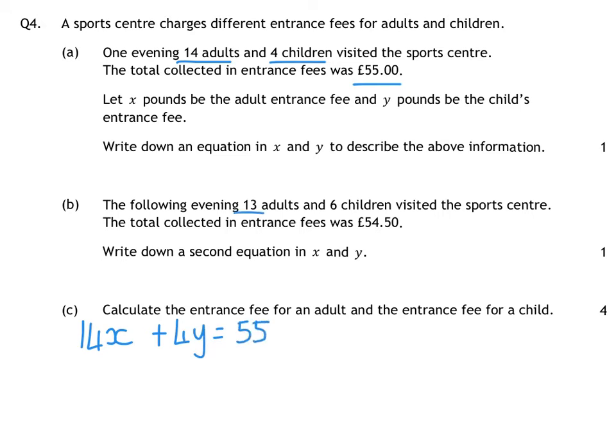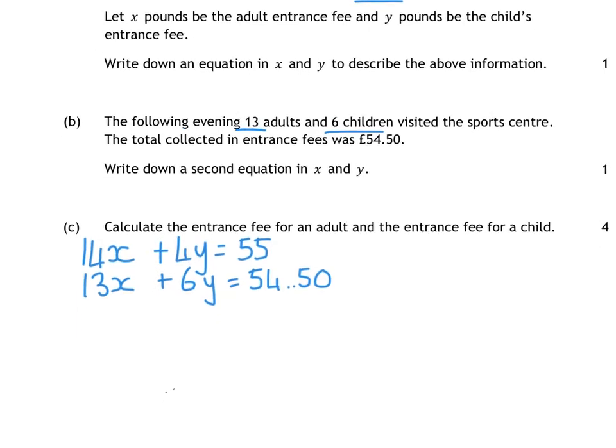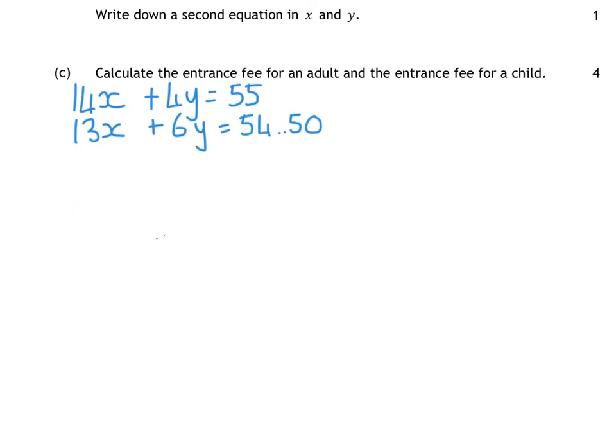The second equation is 13 adults plus 6 children. So 13x plus 6y equals £54.50. Now when I teach simultaneous equations, I always teach to get the middle two the same, one a plus, one a minus. So I'm going to turn these both into a 12. I'm going to times the top one by 3 and the bottom one by -2.